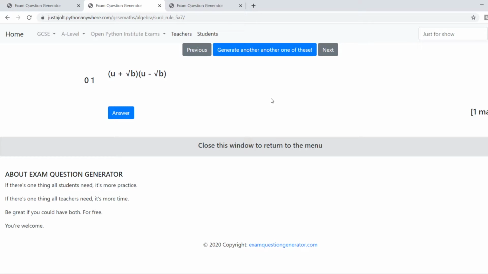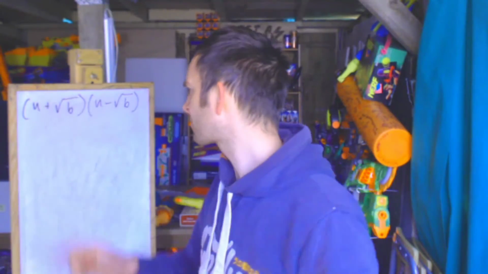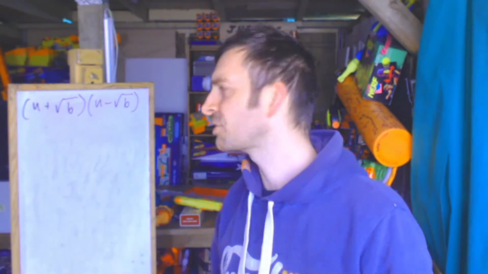situation which you'll get, which you'll need to be able to recognise. And what you have is u plus root b, u minus root b. And this is the same as the previous type of problem. It's simply a case of memorising what happens, and then it makes your life very, very easy. And this one's even easier than the previous one, and I'm going to show you why that is.